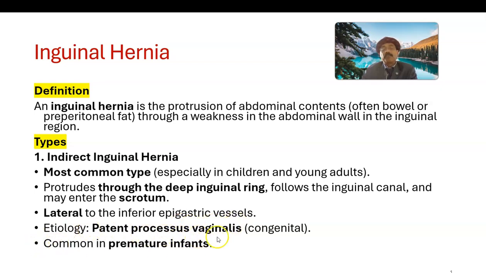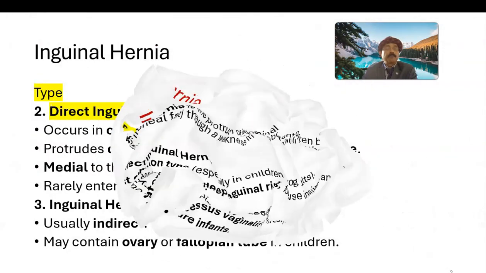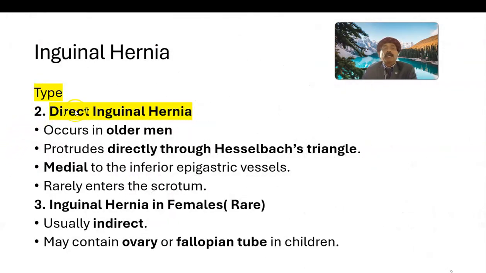Etiology: patent processus vaginalis. There is congenital weakness because of the patency of the processus vaginalis. It is common in premature infants. How about direct inguinal hernia? It occurs in older men, that means men over the age of 40, and protrudes directly through Hesselbach's triangle, medial to the inferior epigastric vessels. It rarely enters the scrotum.